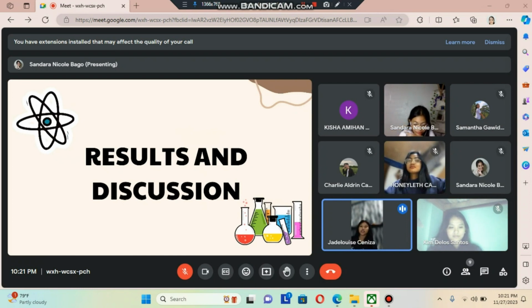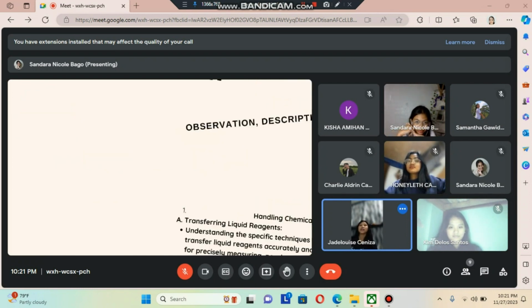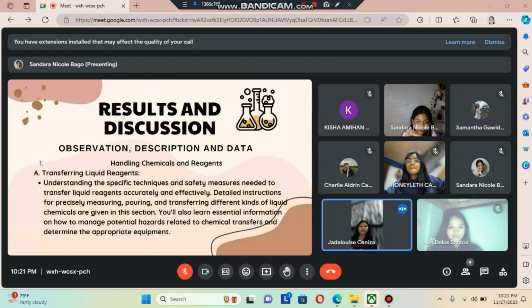So let's move on to the results and discussion of the experiment. There are 5 stations of the observations, descriptions, and data. The first one is handling chemical reagents. A. Transferring liquid reagents. This section includes comprehensive instructions on how to measure precisely, pour, and transfer different substances in an exact, efficient manner while transferring liquid reagents.